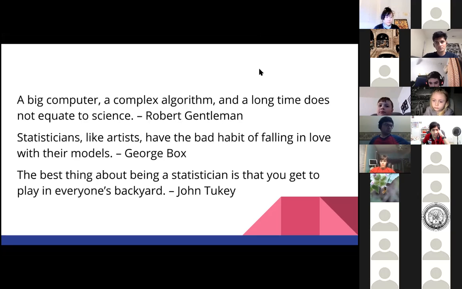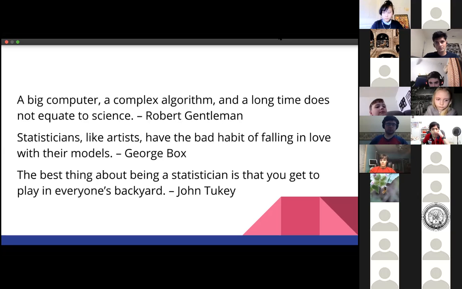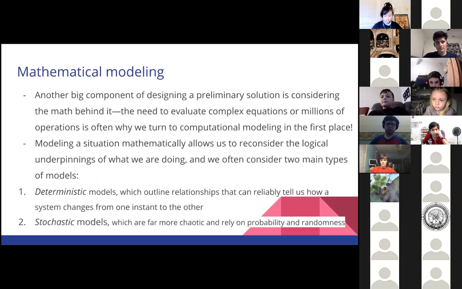And number 3, the best thing about being a statistician is that you get to play in everyone's backyard, said by John Tukey. So statistics is closely related to mathematical modeling in general, such that almost no matter what the subject of your mathematical model is, you will probably have to employ statistical logic at some point, especially if your model is stochastic, as we'll be seeing. And that is part of what makes statistics such an exciting field, because you, as Tukey said, get to play in everyone's sandbox.